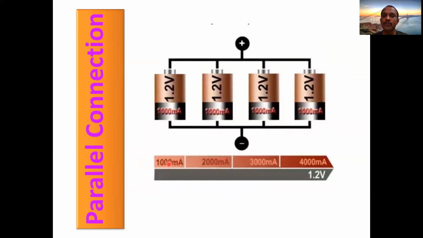This one contributes 1000. When it adds with another 1000, it becomes 2000. 2000 adds with the next one and becomes 3000. 3000 adds with the next one and becomes 4000 milliamperes. And as in parallel the voltage is the same, you have 1.2 volts across these two terminals. The output terminals are the positive and negative terminals.